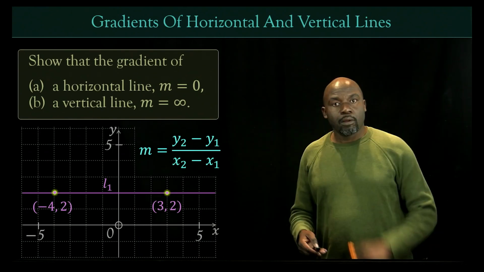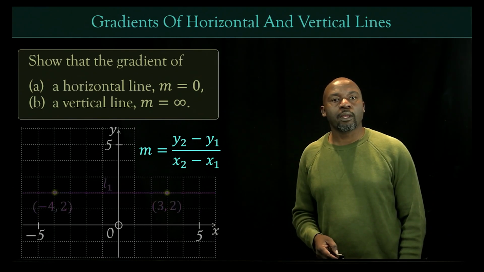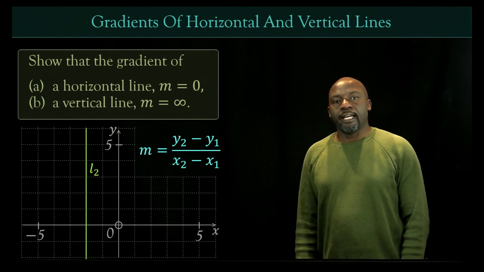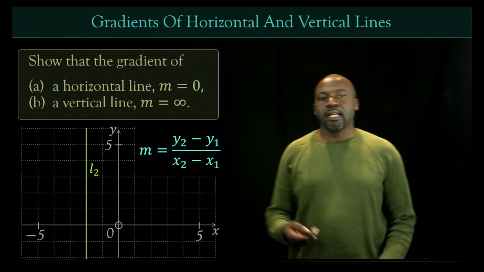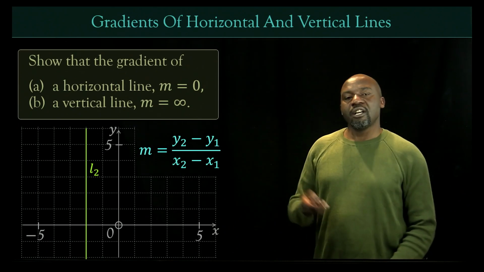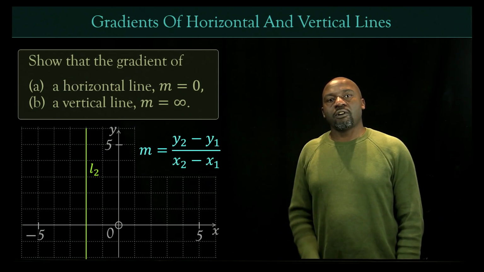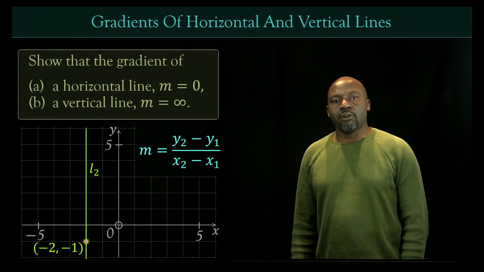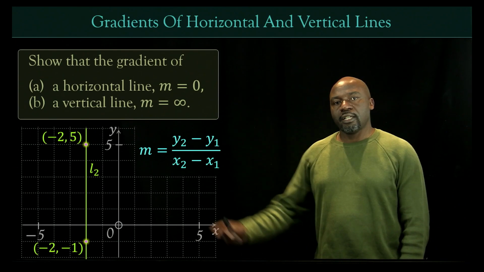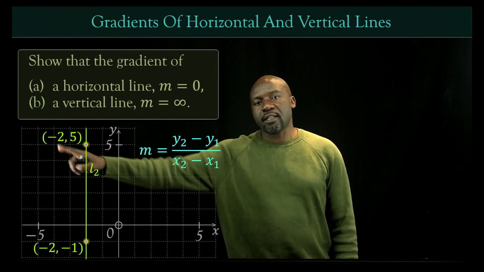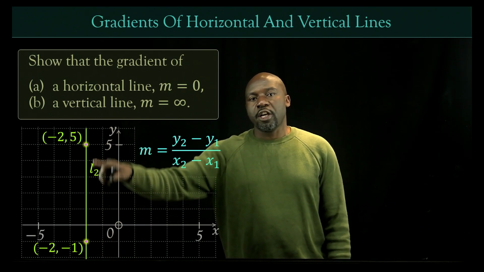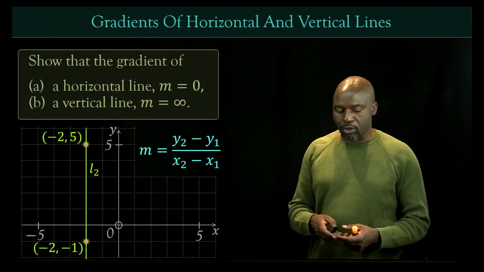What about a vertical line? If a line is vertical, such as that one, we saw that for a horizontal line, the y-coordinate is always the same, no matter what point you pick on the line. For a vertical line, the x-coordinate is always going to be the same, no matter where you go. Whatever point you pick, the x-coordinate is the same. In this case, that's negative 2, and that's negative 2. Anywhere here, the y-coordinate will change, but the x-coordinate is always going to be the same.